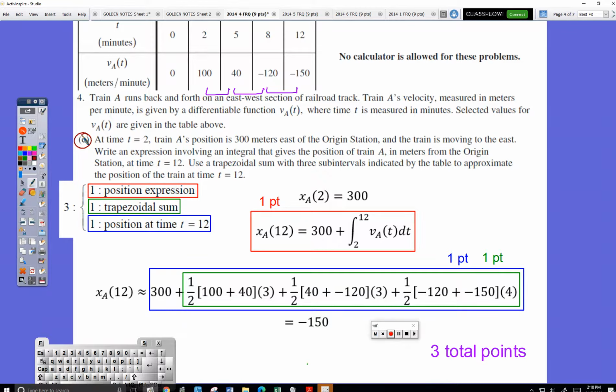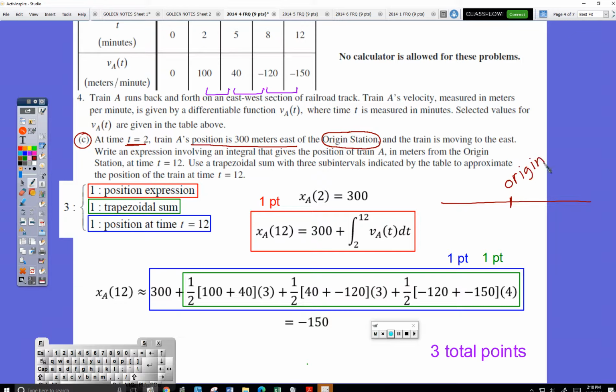At time equal 2, train A's position is 300 meters east. I'm going to stop right there. So I've got the train moving back and forth 300 meters east of the origin station. Aren't they clever? We call the dumb thing origin station because we call the center of this line the origin. Funny people.